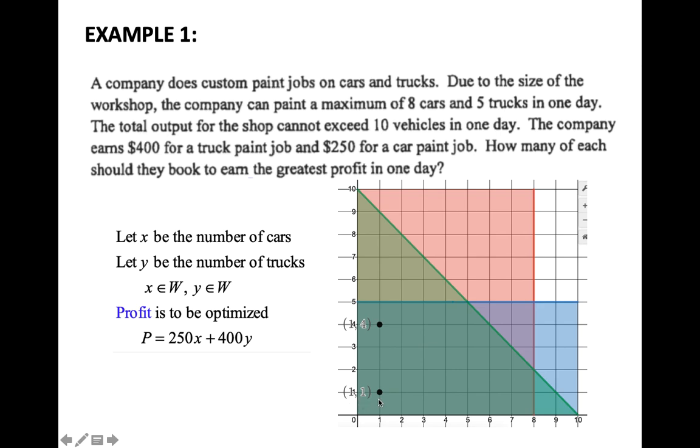So I go from 1, 1, which I know already is 650. And let's see what would happen if I did 1 and 4. Well, 1 is 250. 400 times 4 is 1600. So I'm looking at 1850. So sure enough, it's gone from 650 to 1850. So as it goes from the bottom to the top, it also gets larger.